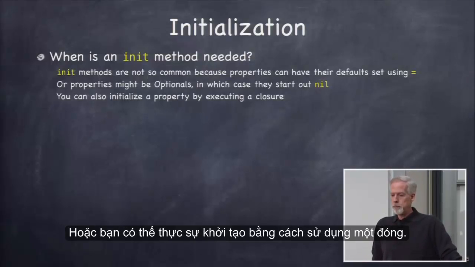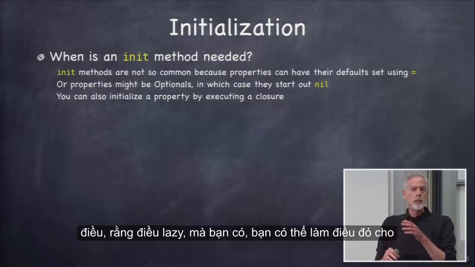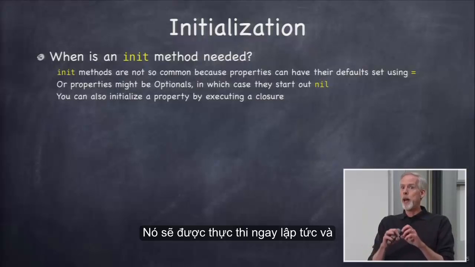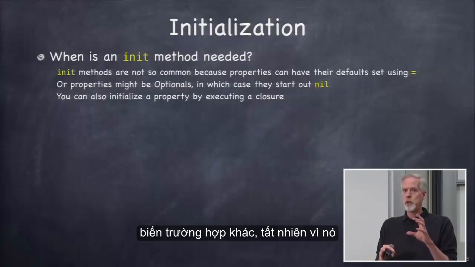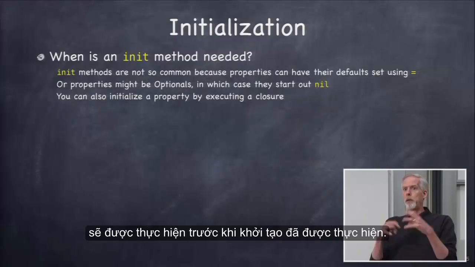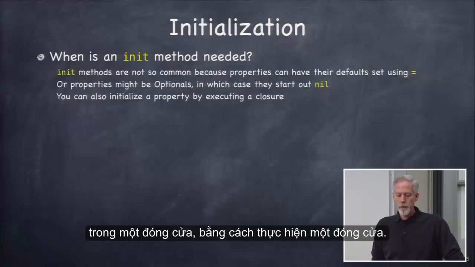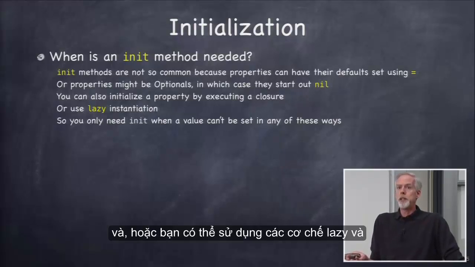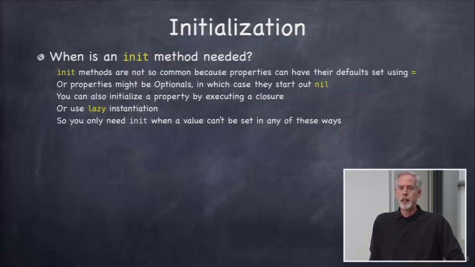Or you can actually initialize by using a closure. As I showed on the previous thing, that lazy thing, you can do that for non-lazies, put the closure there and execute it. It'll get executed right away, and nothing inside that closure could refer to any other instance variables, of course, because it would be executing before the initialization was done, but still, you can calculate some things to assign in a closure by executing a closure. Or you could just use the lazy mechanism to avoid needing an init. So there's a lot of ways to avoid init.